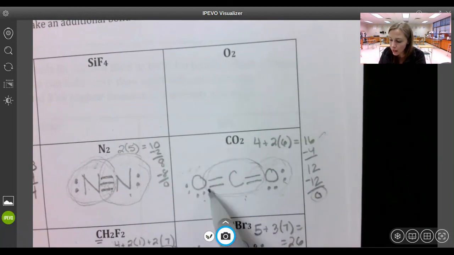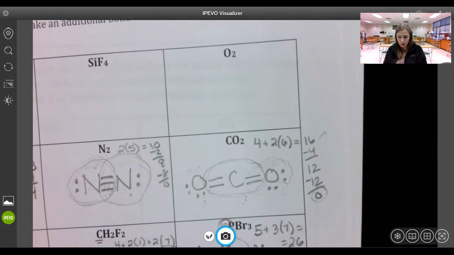One little thing is this will actually keep this linear structure across. You can see there are no lone pairs on carbon, which makes the structure much different than the water molecule.